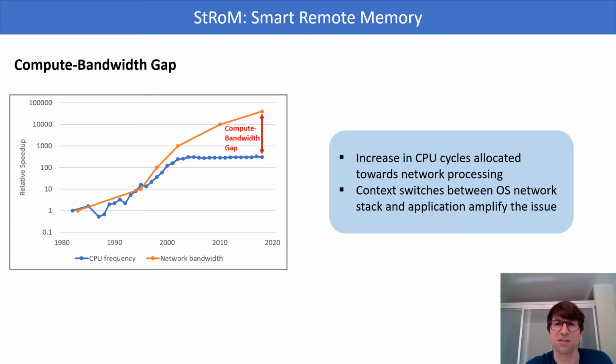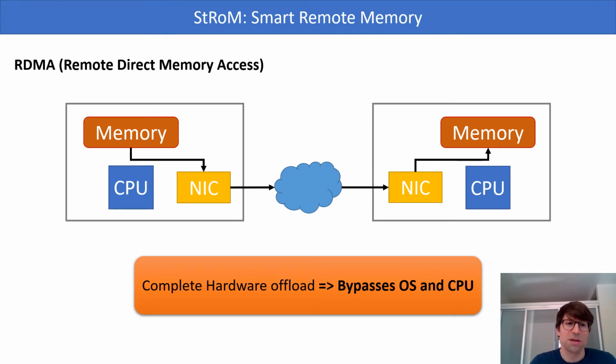This issue is intensified by the use of operating system network stacks, which require frequent context switches between the application and the operating system. RDMA, Remote Direct Memory Access, is addressing these issues by completely offloading network processing to the network card. It also enables the network card to directly access the host memory. This means both the OS and the CPU can be bypassed, reducing the latency and the load on the CPU significantly.